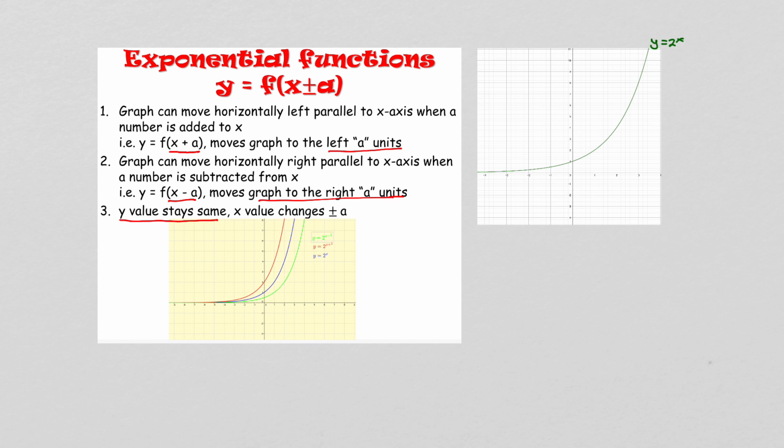So we can see here, if we have y equals 2^x, then y equals 2^(x+1). Well, it's x plus 1, which means the graph moves left 1 unit. And here the green one is 2^(x-1). So what happens is the graph moves right 1 unit.